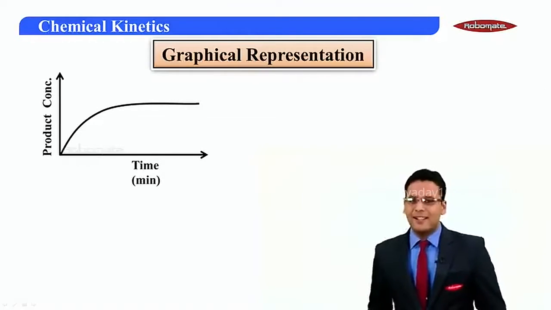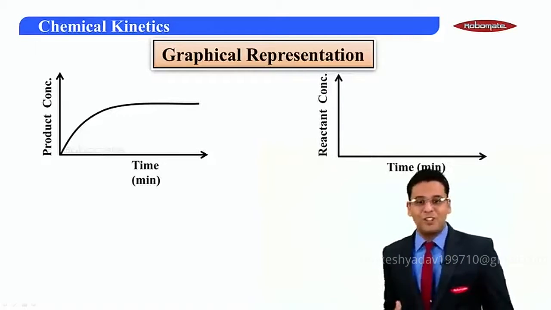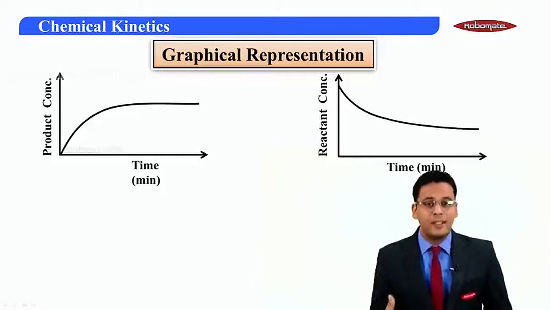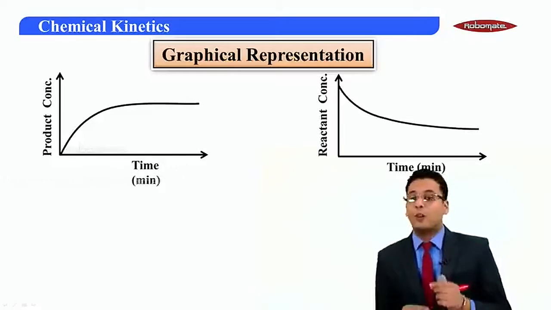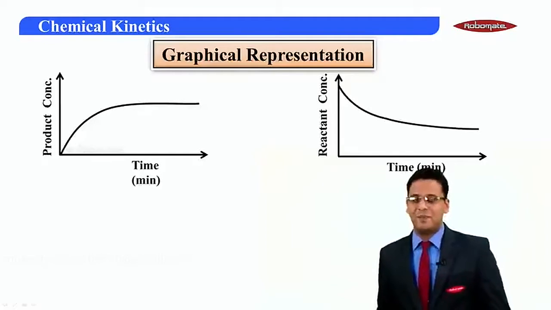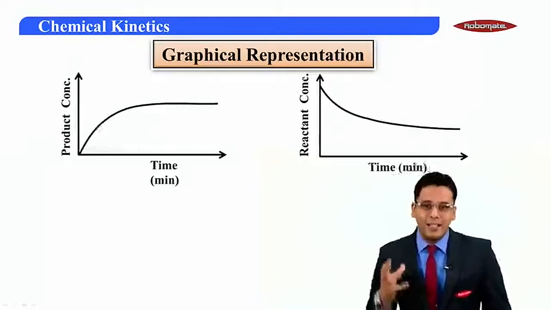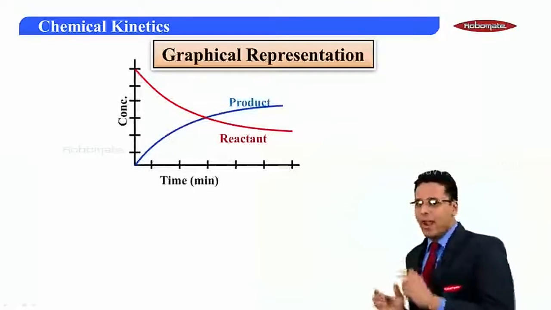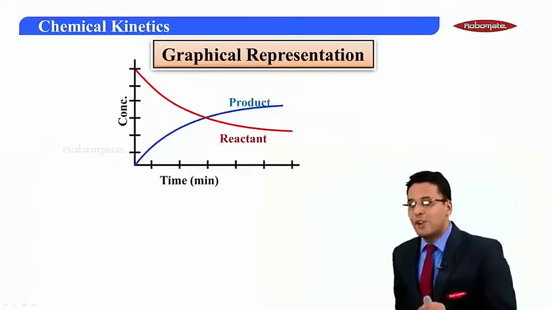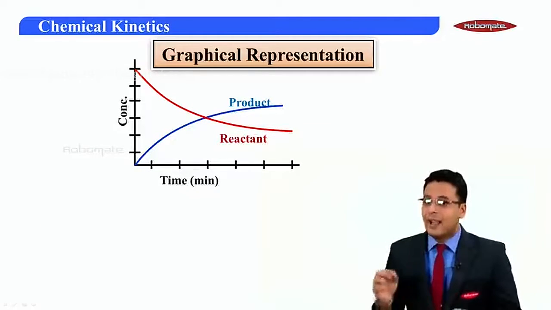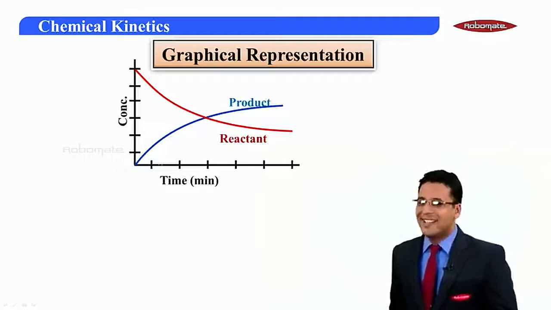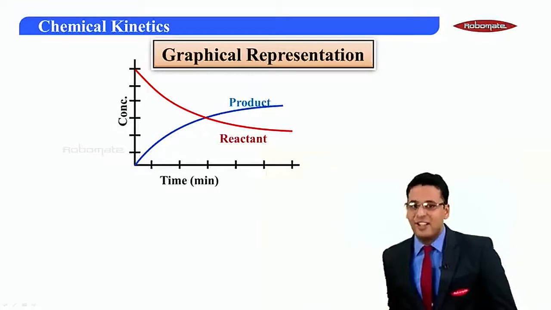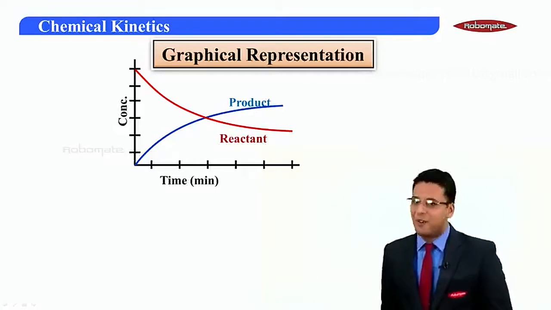The same idea can be applied for reactant concentration versus time. As you can see right above me, the reactants are consumed, so their concentration decreases with time. So there you are. If you combine these two graphs together, this is pretty much what you get, where, as you can see, the reactant concentration is decreasing and the product concentration is increasing with time. However, after some time, as I told you, they become constant because the reaction will not happen forever.